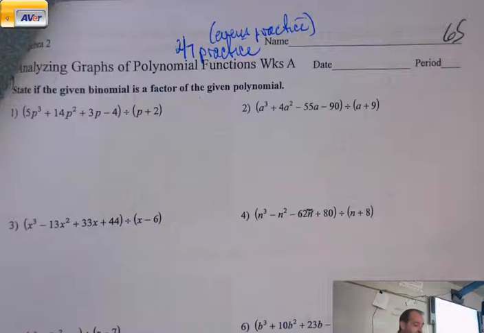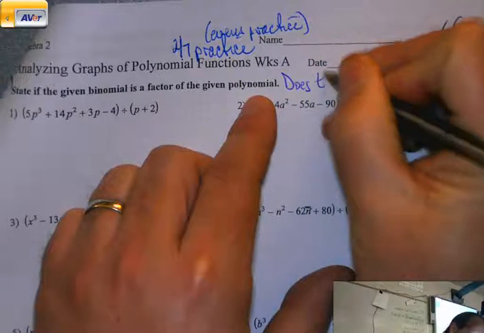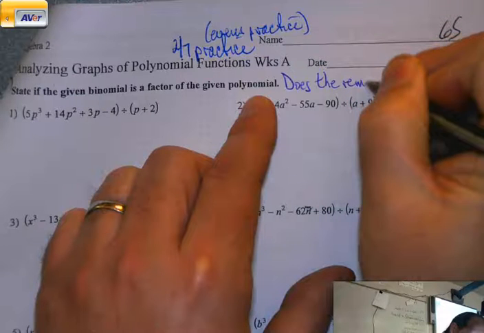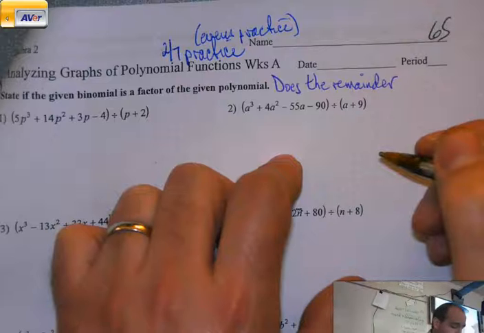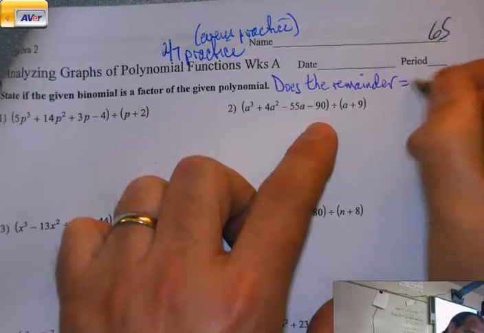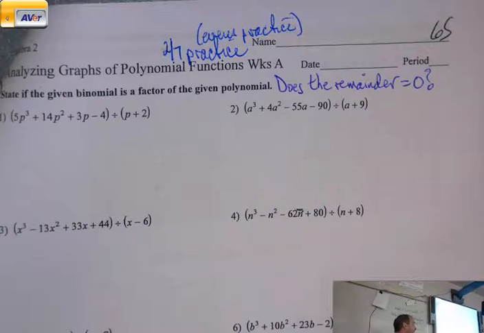So, state if the given binomial is a factor of the given polynomial. Okay, what does that mean? Very simple question. Does the remainder equal 0? And what's the remainder again? It's going to be the last number that we see when we do synthetic division. If you get to the end and your remainder is anything but 0, positive, negative, doesn't matter, then it's not a factor. If it's 0, then yes it is.